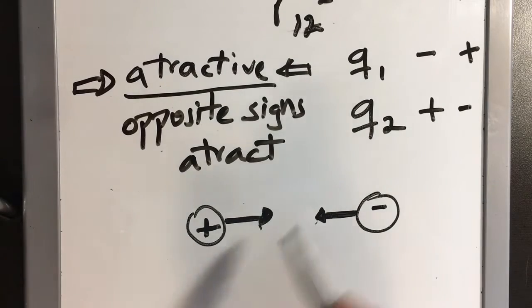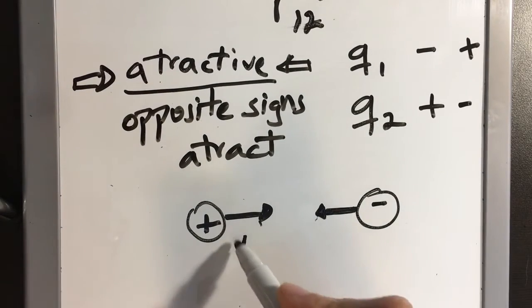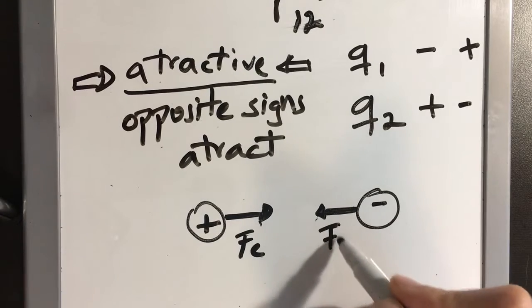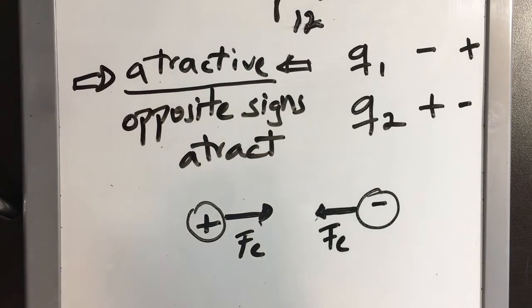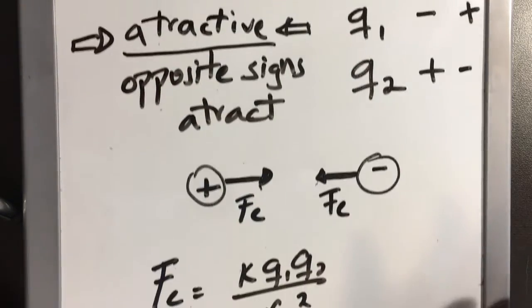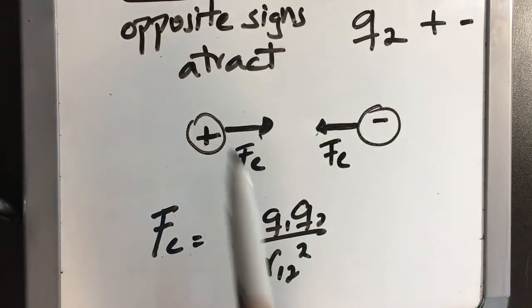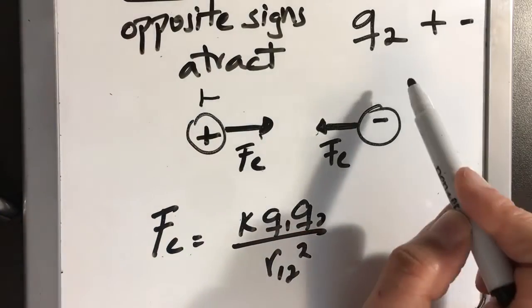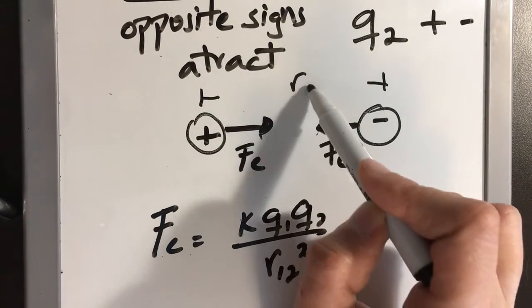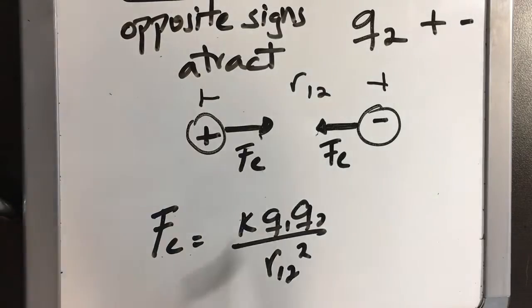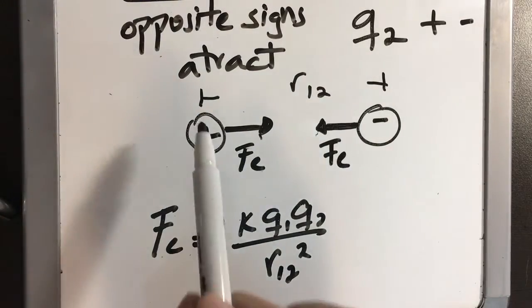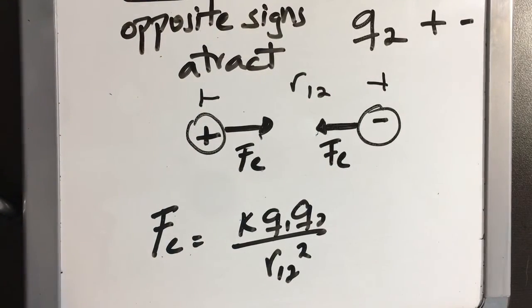And the magnitude of that force is going to be given by Fe equals k Q1 Q2 over the distance R12 squared, where that distance is just the distance between my two charges, okay?